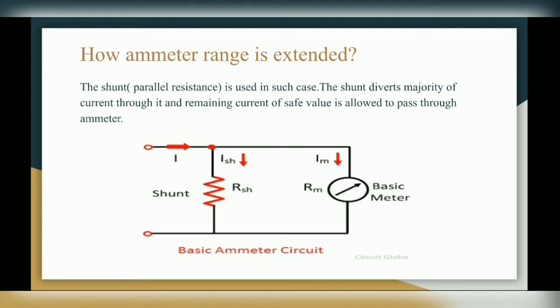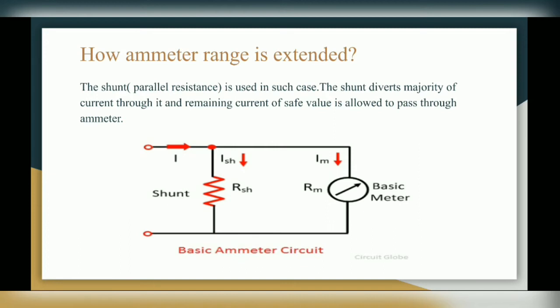Next, how ammeter range is extended. The shunt, that is parallel resistance, is used in such case. The shunt diverts the majority of current through it and the remaining current of safe value is allowed to pass through the ammeter. So for ammeter range extension, a shunt, that is parallel resistance, is used.